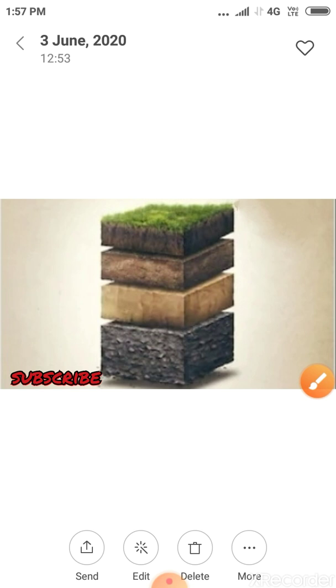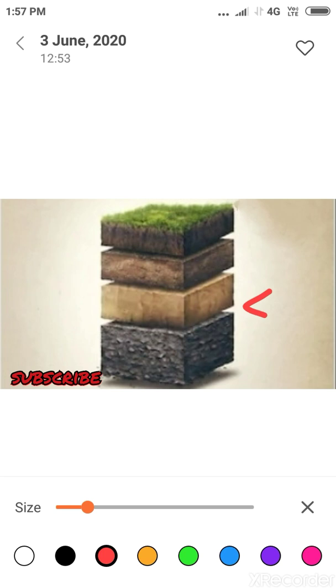The oceanic crust mainly consists of silica and magnesia. Thus it is called SIMA. Si means silica and Ma means magnesium.